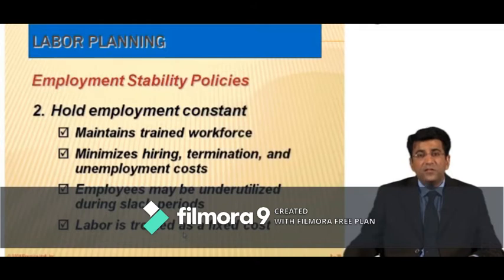But there may be a disadvantage in this approach as well, that there may be chances of underutilization of the different human resources, because there may be a time when there is no more demand in the organization. So for that time period, your organization's employees may not be fully utilized. So this is one of the drawbacks of this approach. And in this approach, students, labor is treated as a fixed cost, because again the cost of the employment does not depend on the level of demand in the organization.